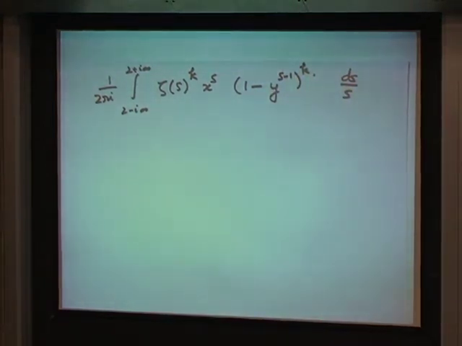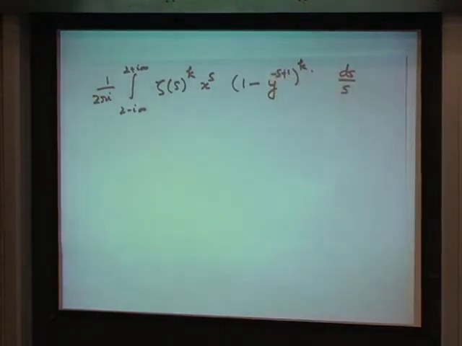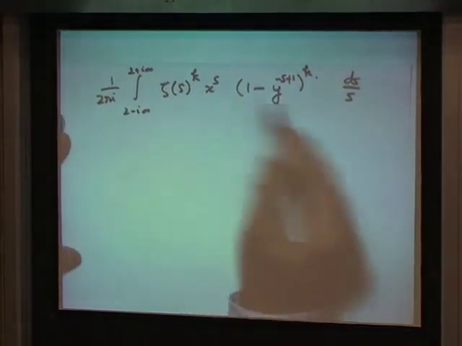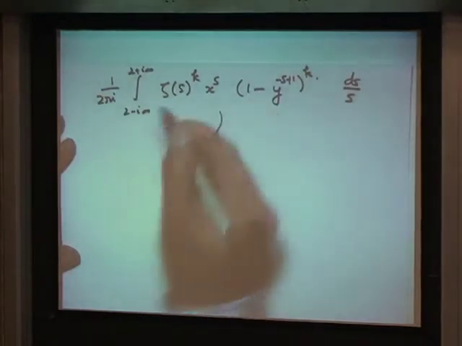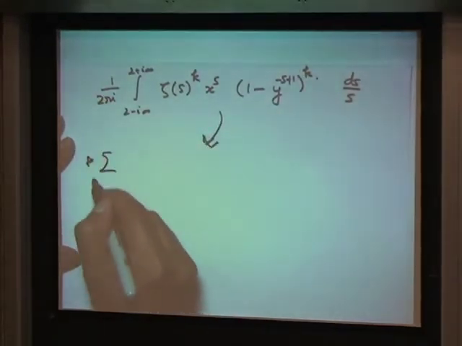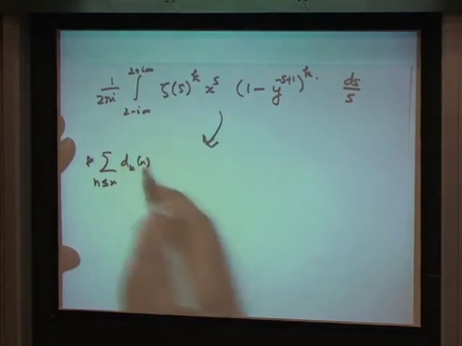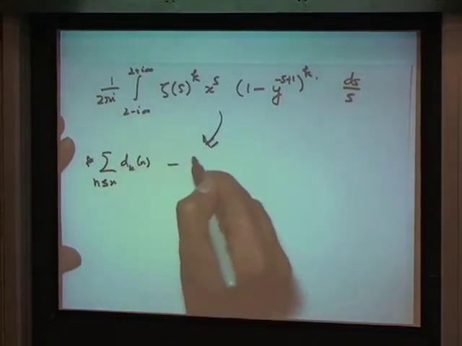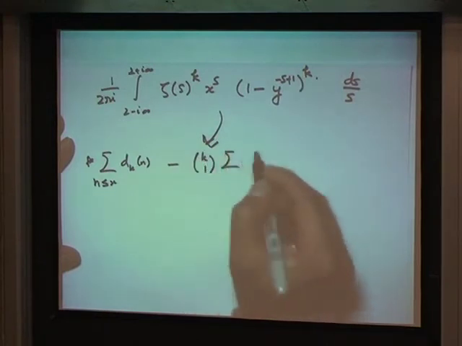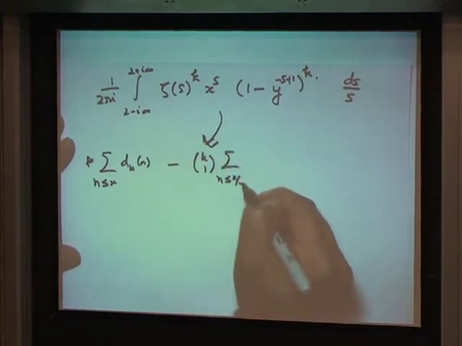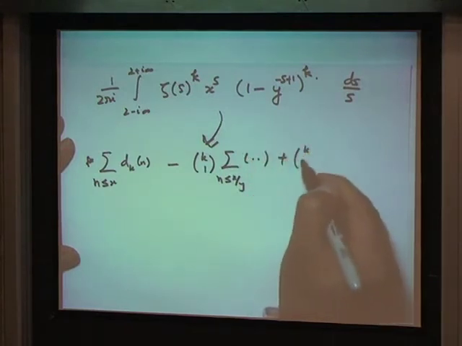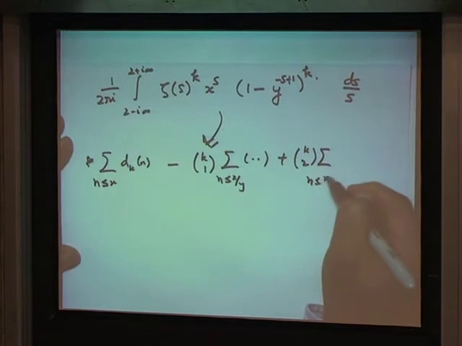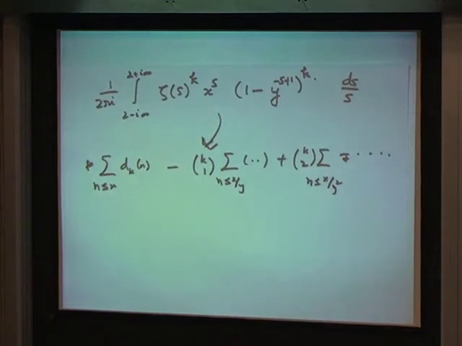All right? Maybe I should put this with a plus 1 and a minus s here. Doesn't matter. Now, what happens when I expand this out? What I get from the one term, I would get the sum of the function up to x. And then from these various other things, I would get minus k choose 1 times the sum of the functions at x over y, plus k choose 2 times the sum of the functions at x over y squared, etc., etc., by just expanding this out using the binomial theorem.